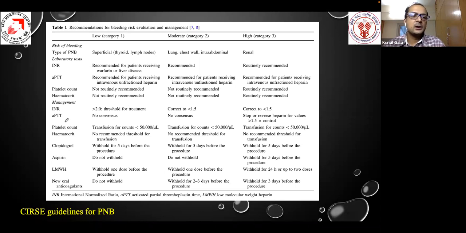So here, in category 1, aspirin need not be stopped, whereas clopidogrel needs to be withheld for all the biopsy procedures because the bleeding risk increases. Platelets need to be more than 50,000 in all the categories, and INR needs to be less than 1.5 in category 2 and 3. One needs to withdraw low molecular weight heparin and or newer oral anticoagulants.